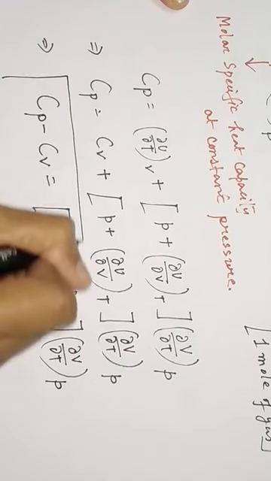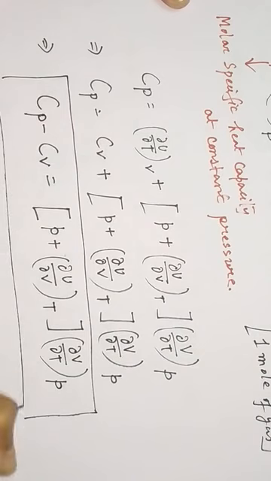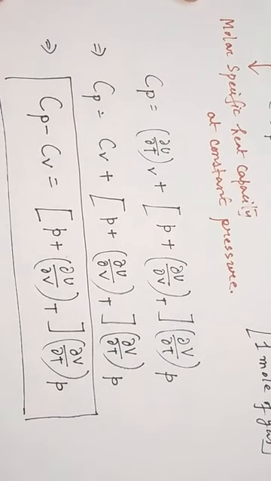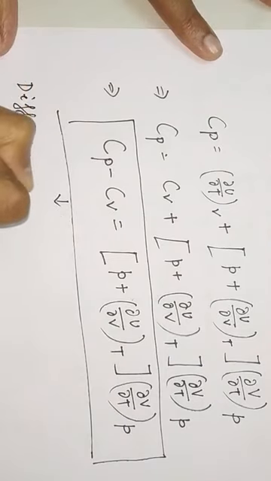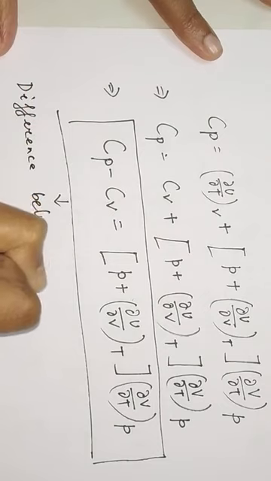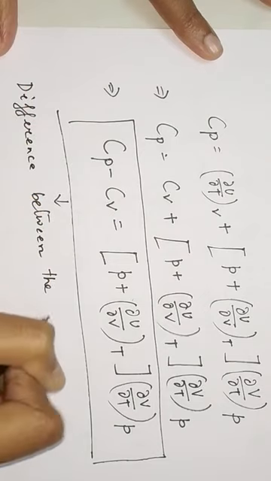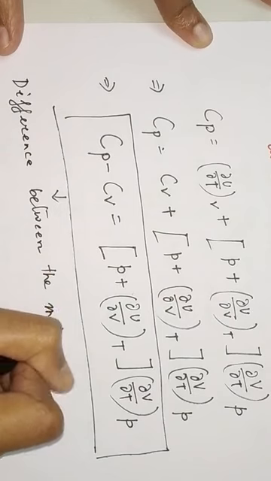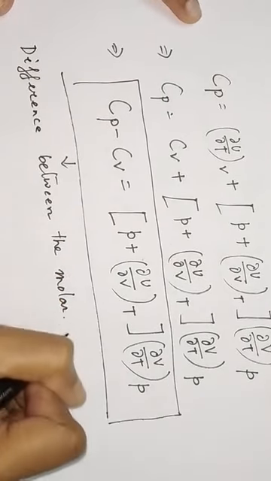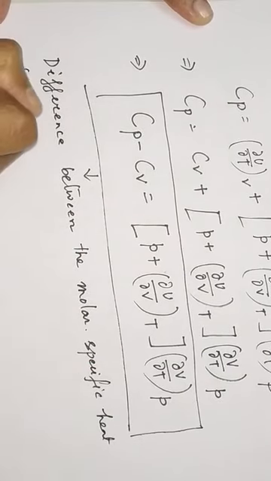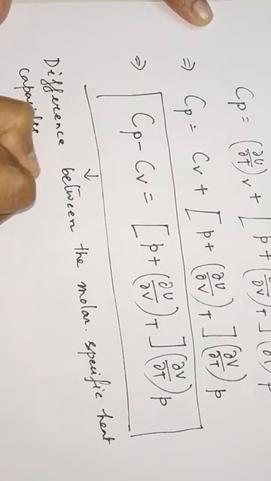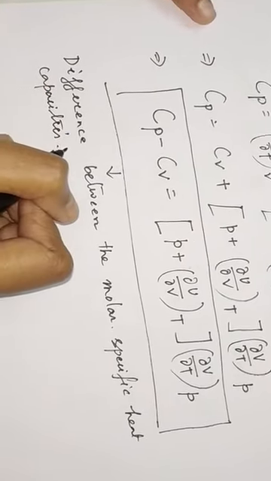So this is the difference between the specific heat capacities. You can use the molar, because this is per 1 mole of gas, molar specific heat capacities.